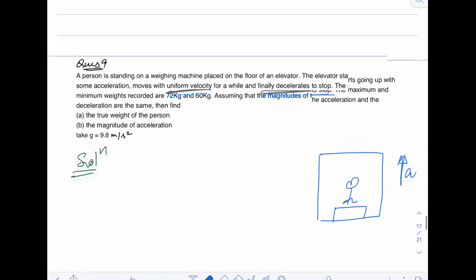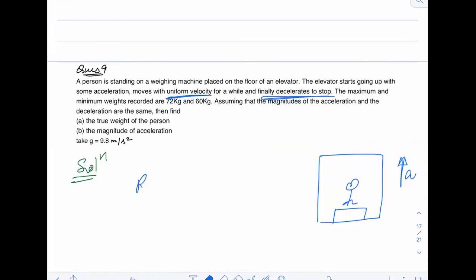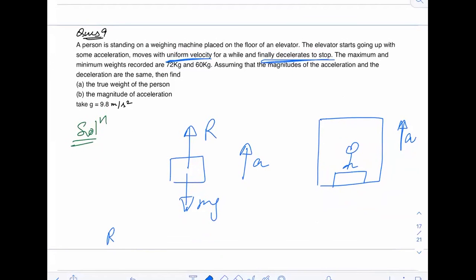So R, okay, if you draw the FBD, I'm solving for you the first case only. R is upward, mg is downward, and since the body is moving up with acceleration A, for this I'll write R minus mg is equal to ma. Okay, when the body moves up.